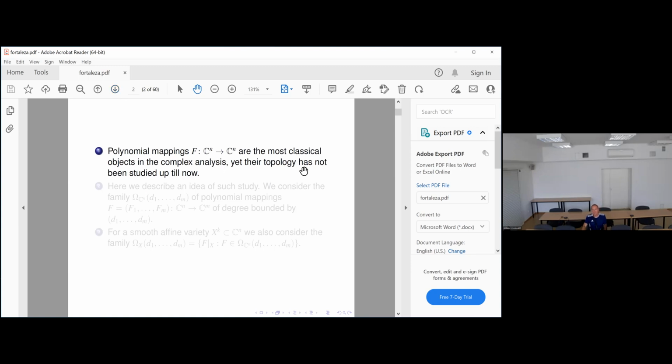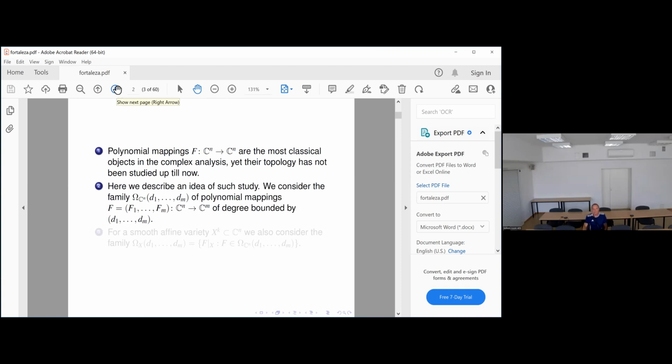Polynomial mappings are the most classical objects in complex analysis, but their topology has not been studied up till now. In fact, we studied only functions. Nobody studied mappings. And I would like to give the first approach to how to do this. Here we describe an idea of such a study.